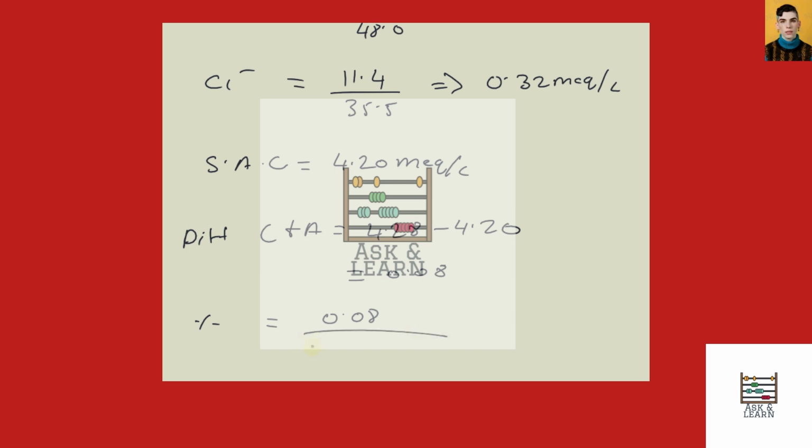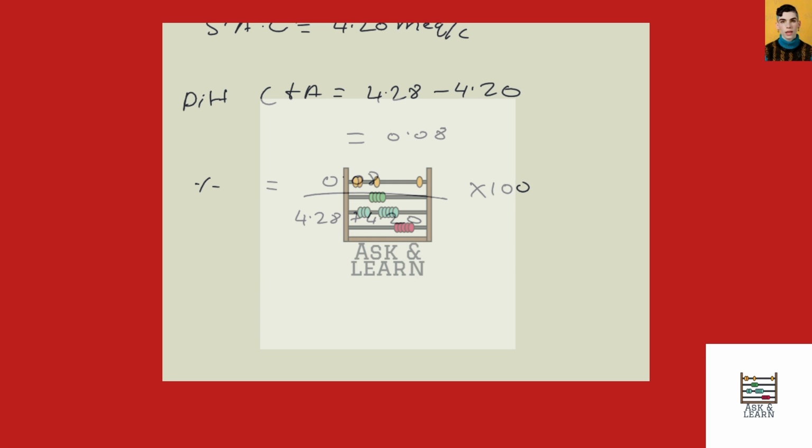And in order to calculate the percentage, we would have it to be equal to 0.08 divided by the total, that is 4.28 plus 4.20, that is the total amount of ions present, into 100. And from this we would have the percentage to be equal to 0.94%, which is less than 5%. Therefore, the water is acceptable. That is the analysis of water is acceptable.